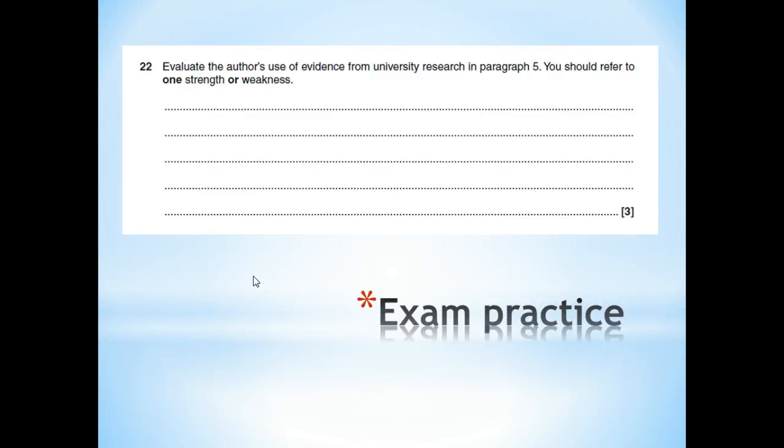Let's quickly look at how you might be asked questions about evaluating evidence in the exam and how you might tackle them. So in this case, the question is where you have to look at evidence and they give you the paragraph, and you should refer to one strength or weakness. So they're giving you the opportunity to say whether the evidence is weak or strong. In some cases they'll tell you that it's strong or they'll tell you that it's weak, and you have to be able to justify why.